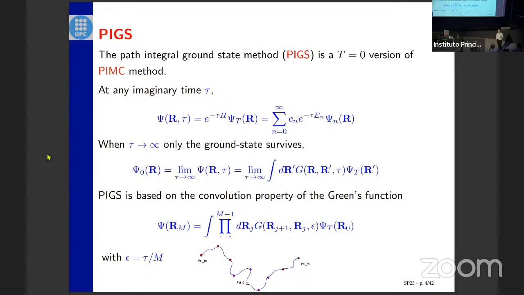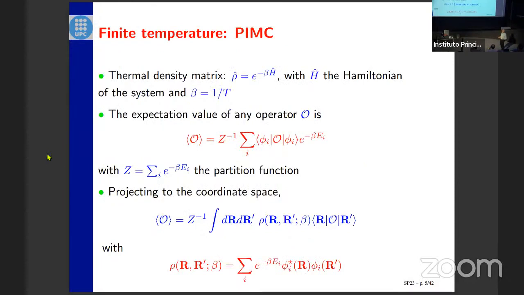But then if you go to finite temperature, because we want to study this Baker transition, we need an algorithm that is able to calculate the properties of the system at finite temperature. And this is what is called the finite temperature path integral Monte Carlo. Now it's not written in terms of the wave function, because you are at finite temperature. So the language now is the thermal density matrix, which is, as you know, the exponential of minus beta times the Hamiltonian, where beta is the inverse of the temperature.